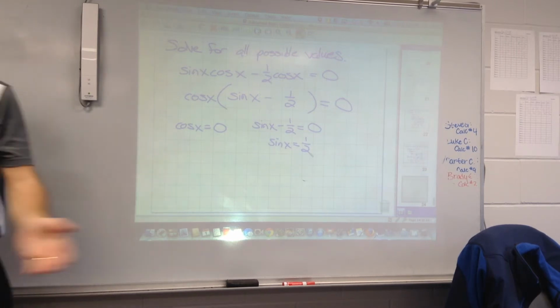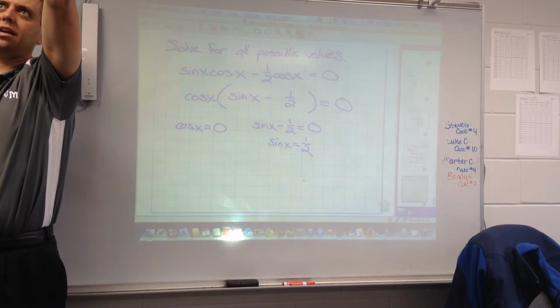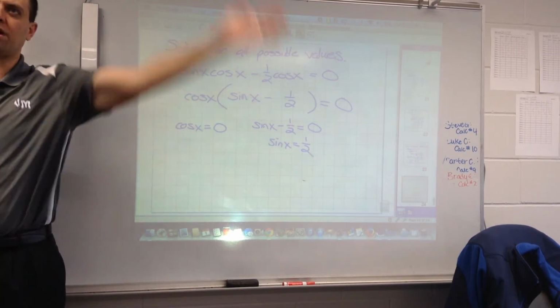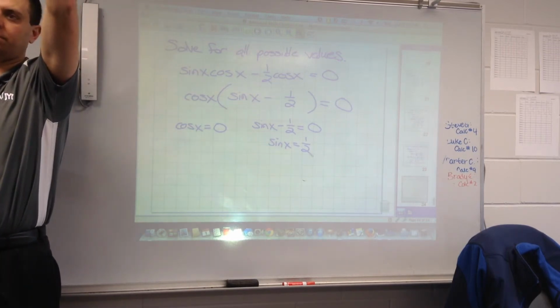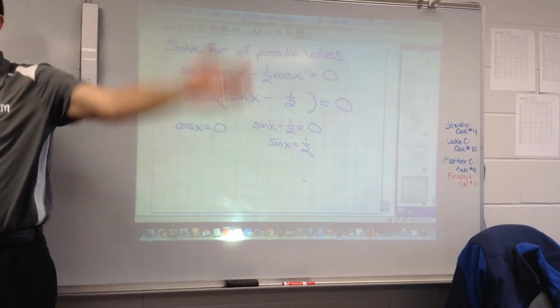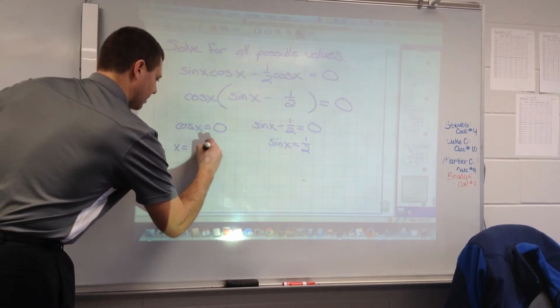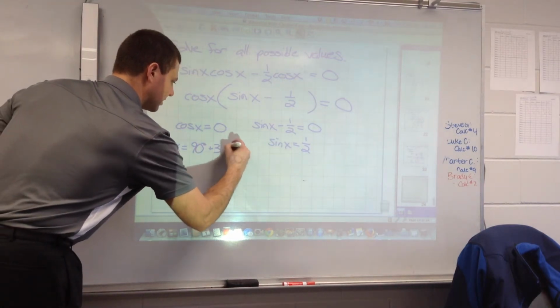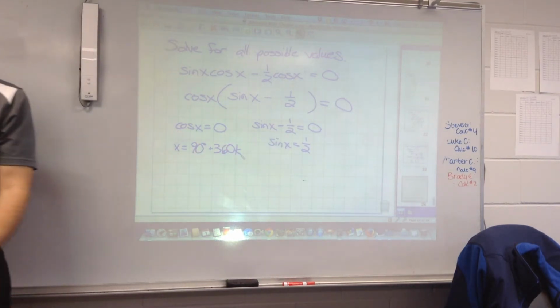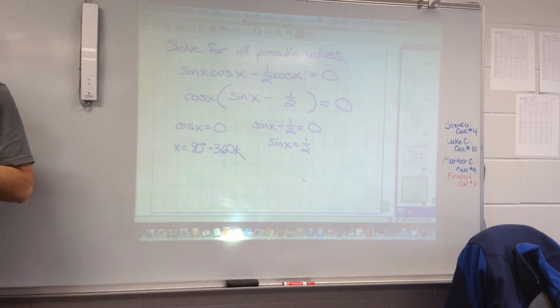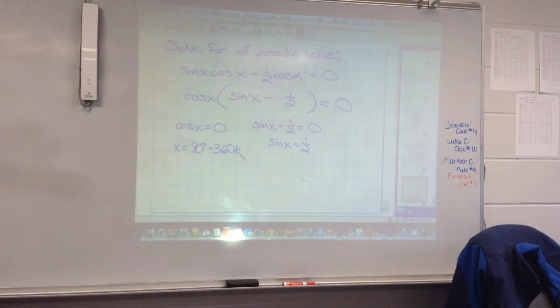What you could do, would you agree that it hits 90, and then every other time it goes around the circle one more time and ends up straight up here, it's 0 again, right? So what you could write is x equals 90 degrees plus 360k, which basically means you're adding 360 degrees to 90 degrees over and over and over again. Why wouldn't you put 180?